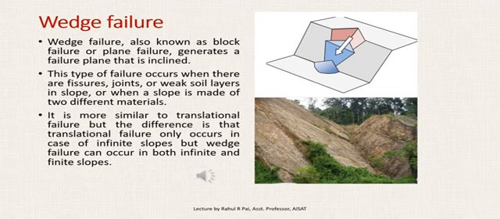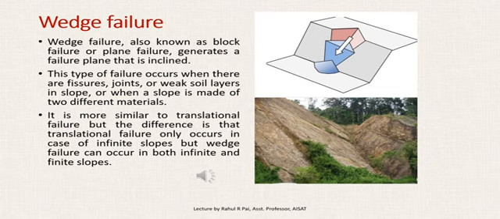Now the last one is the wedge failure. Wedge failure is also known as block failure or plane failure, and this is generally an inclined failure plane, as you can see in the figure. This usually occurs when there are fissures or joints, and also when you have a weak soil layer in a slope, and also when you have a slope with two different materials, such kinds of wedge failure is observed.